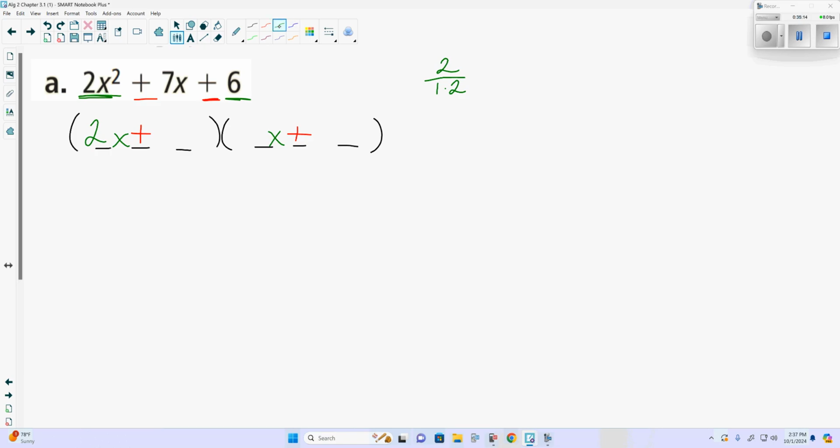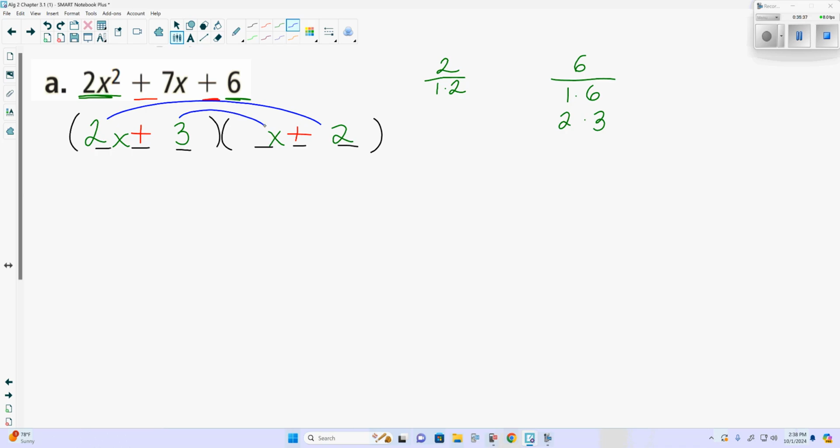Now we need to find the factors of 6. 1 and 6 or 2 and 3. Which one of these do we want to try first? The 2 and 3, yes. Where do you want to put the 2? Where do we want to put the 3? 3 in the first, 2 in the second.